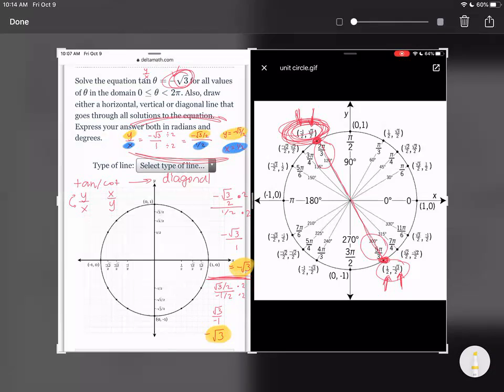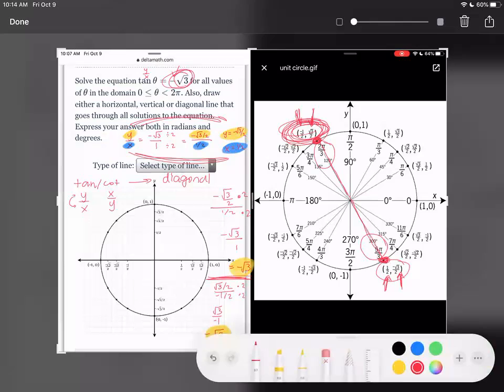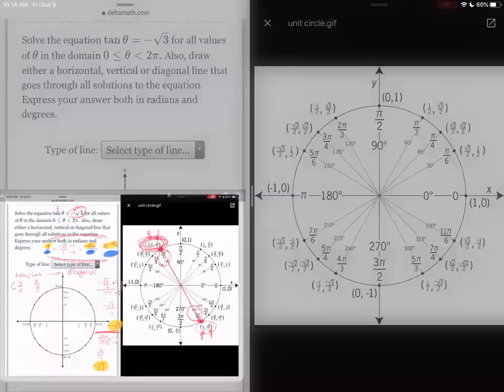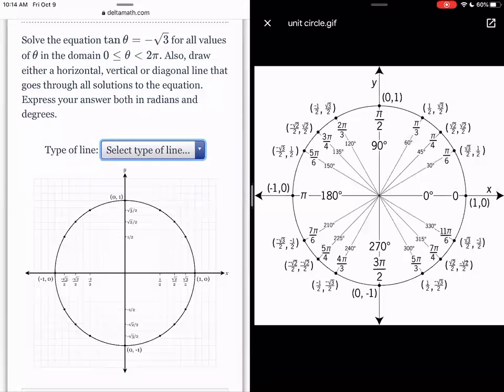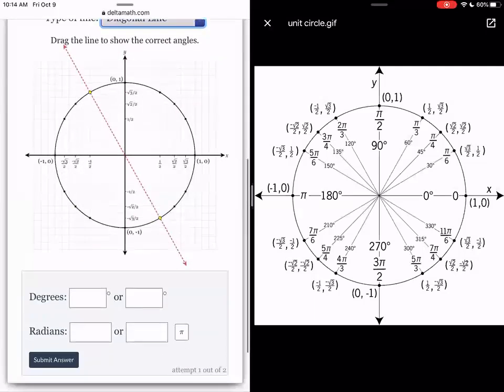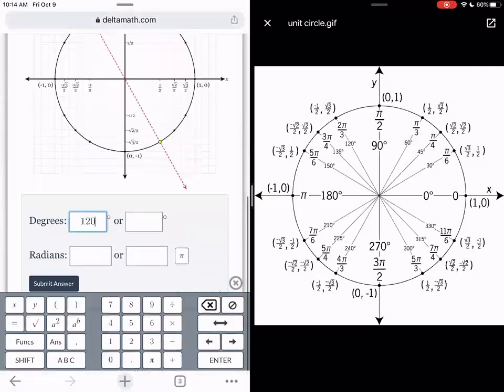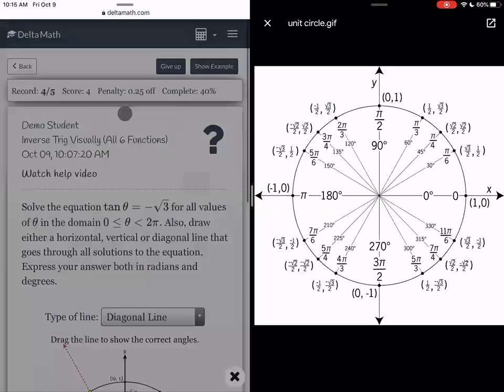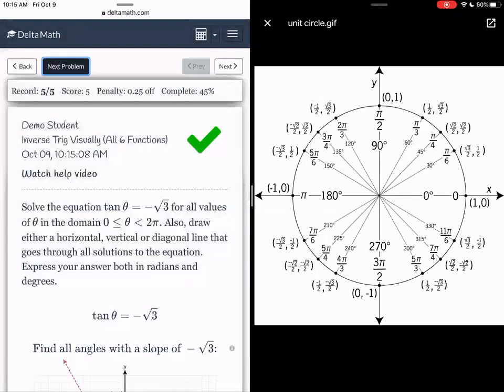Okay, once again, if you have questions, just type it in the chat, but I'm going to enter in our answers, which are 120 and 300. So we select a diagonal line, drag it over there, and then now we list out our answers, 120 and 300, and then the other one is 2 pi over 3, and then the other one is 5 pi over 3, and then I quickly submit it before I start lagging again. All right, so that sums up our inverse trig visually all 6 functions section.